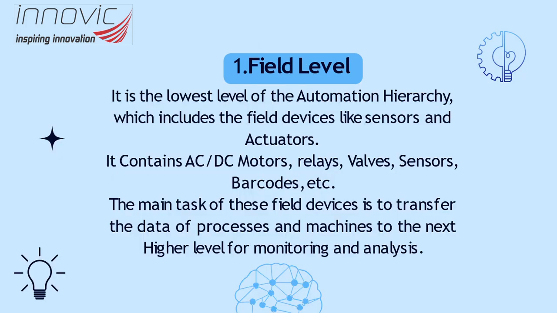So first one is the field level. This is the first and lowest level of industrial automation. It consists of field level devices like sensors, actuators, instruments, motors, valves, switches and other equipment. You can also define it as the field layer. The main purpose of industrial automation is to control the inputs and outputs, and you have to be familiar with them to efficiently control them.